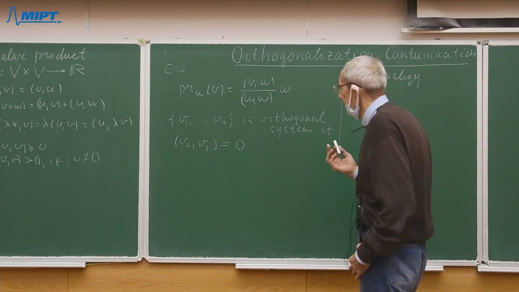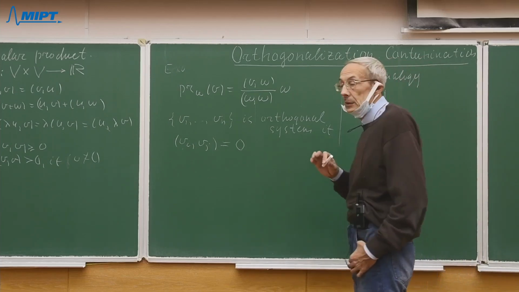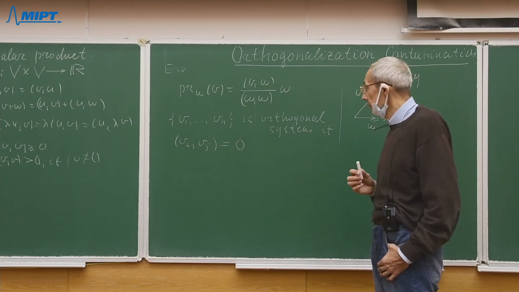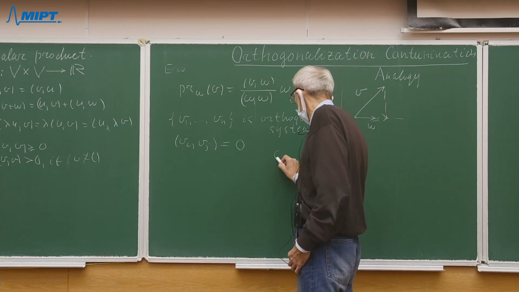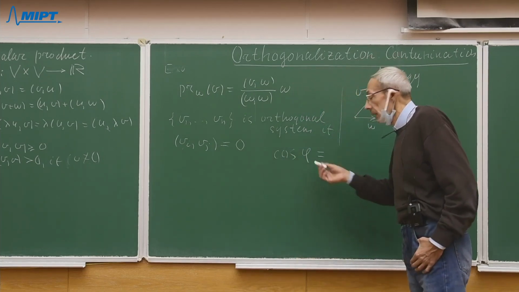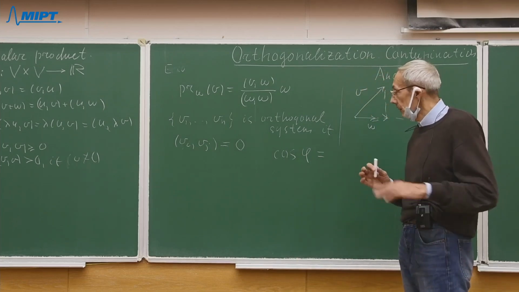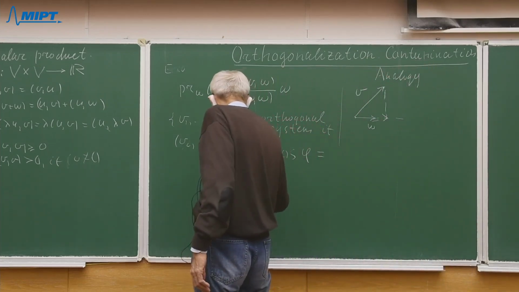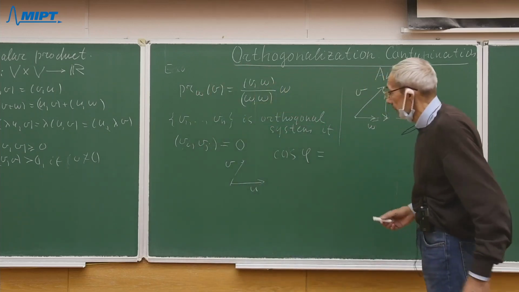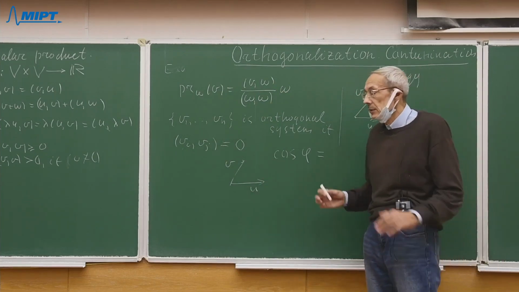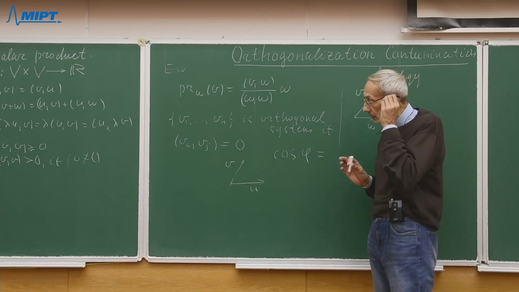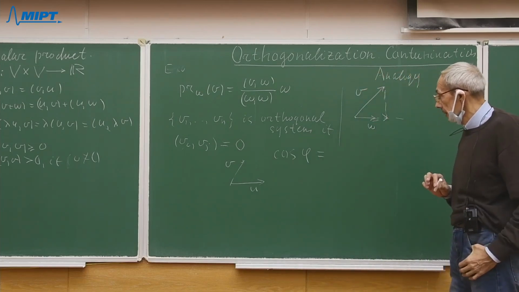The notion of the angle between two arbitrary vectors in this Euclidean space. Namely, we can define cosine phi, where phi is the angle between two vectors u and v. And these vectors u and v can be arbitrary vectors in Euclidean vector space.